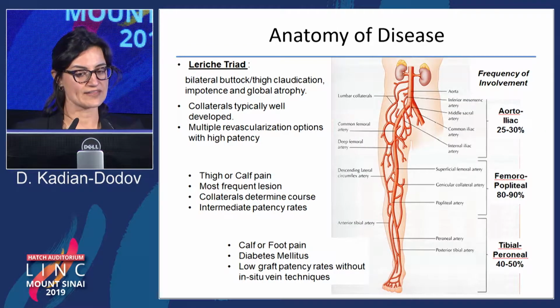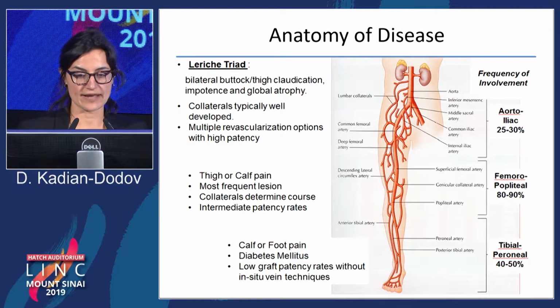And then if we think about the anatomy of disease, the location of pain the patient presents with is going to be one level below the obstruction. So on the right, it shows you the frequency of involvement. And obviously, patients can have more than one level of disease, so those numbers don't add up to 100%.